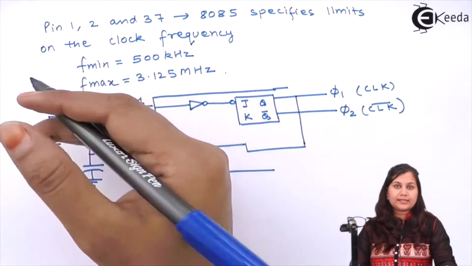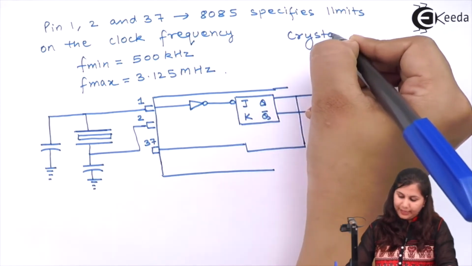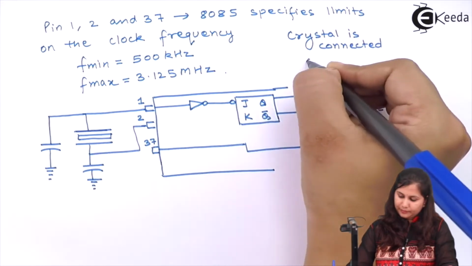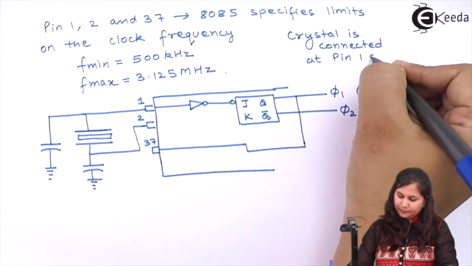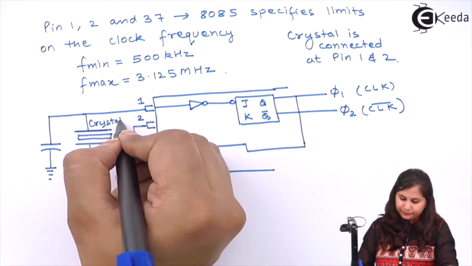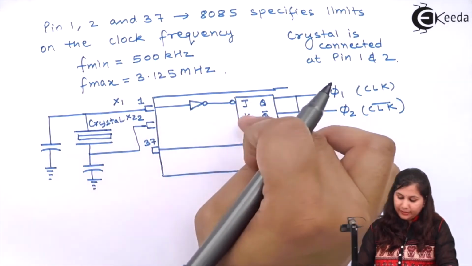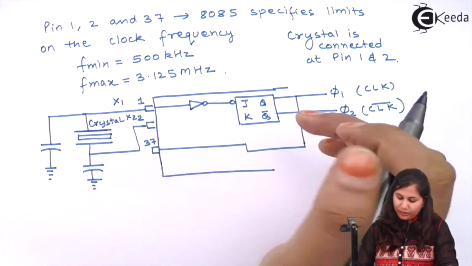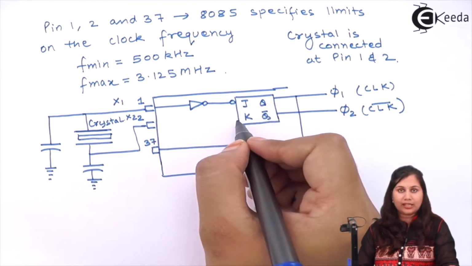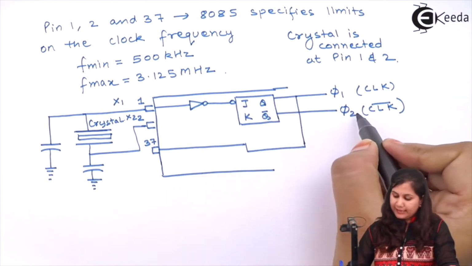The crystal which is generating this clock frequency is connected at pin 1 and 2. This is 1 and 2 and this is our crystal. Its connections are X1 and X2. Now the internal structure of pin 1 and 2 is like this: here we have an inverter and this inverter is providing the signal to the JK flip-flop, and this flip-flop produces two outputs. One is phi 1 and second is phi 2.